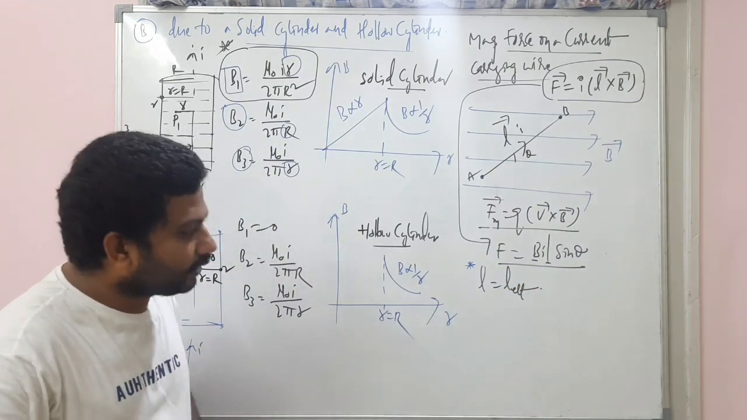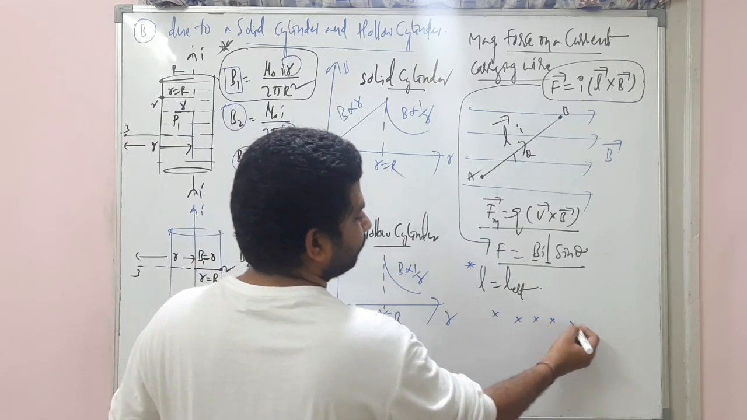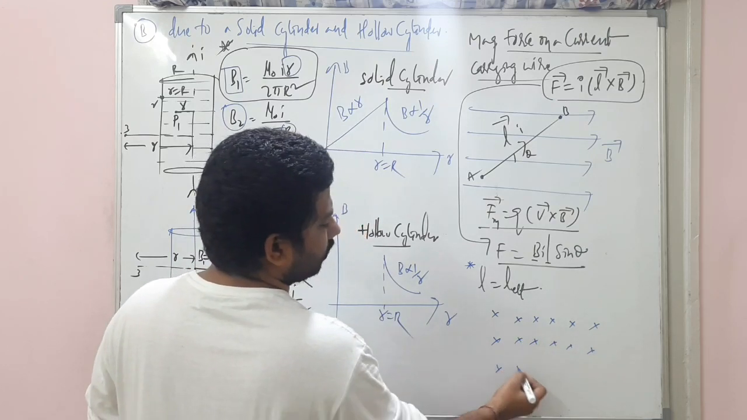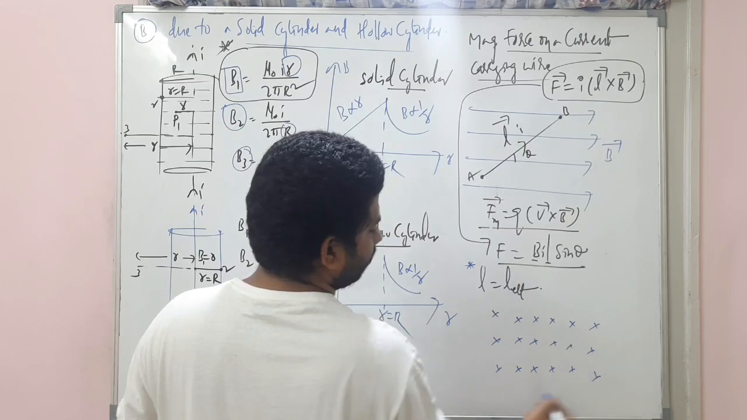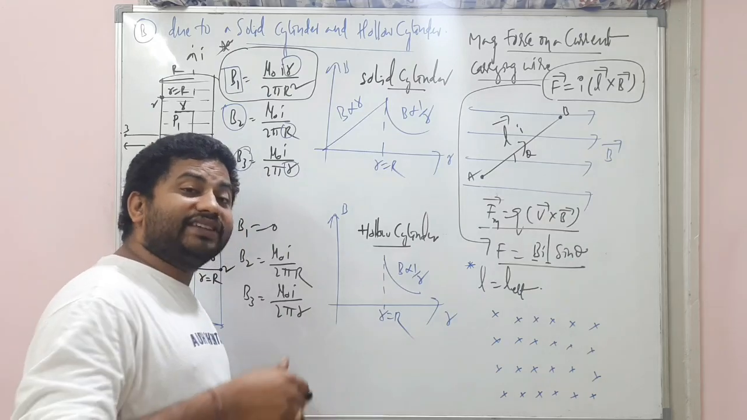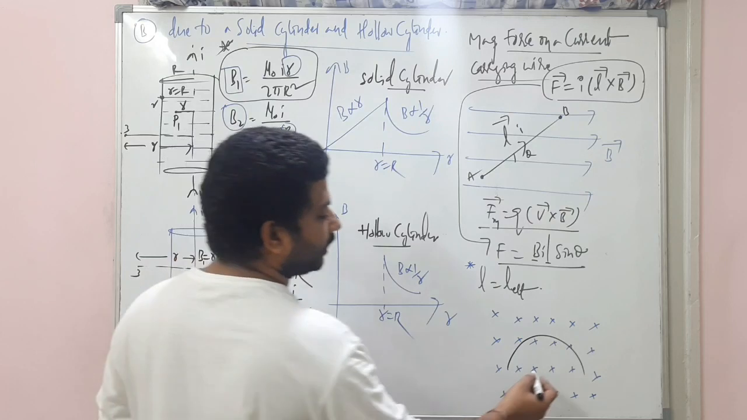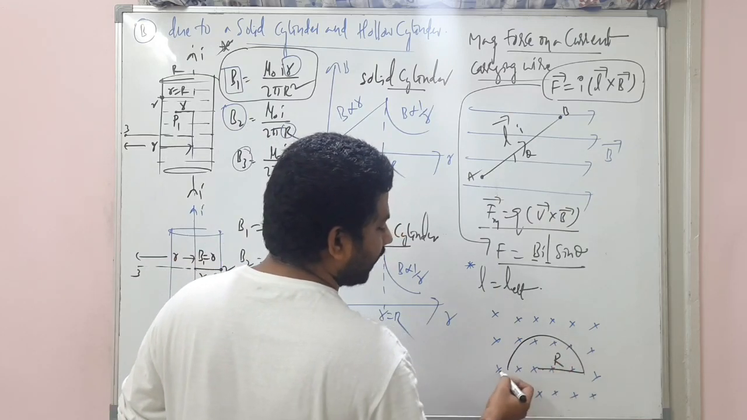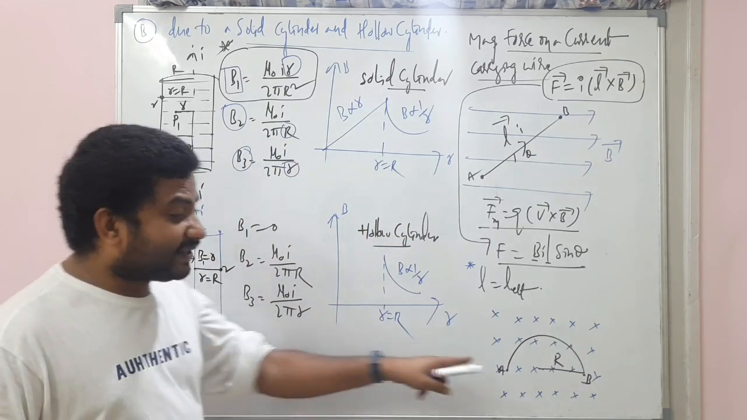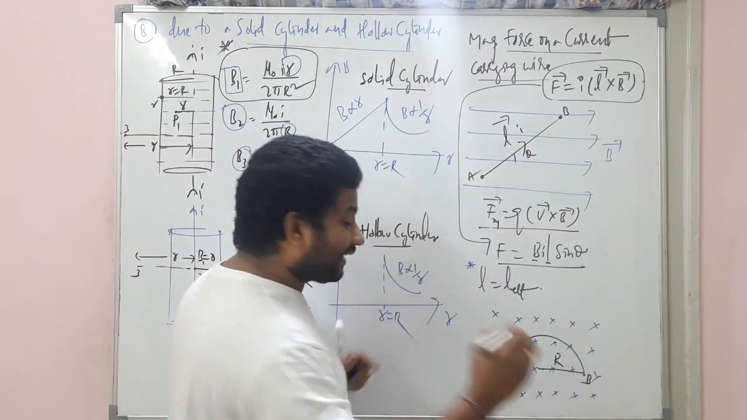Right? Clear? Because sometimes, look at here, this is the magnetic field which is into the plane. Everybody, look at here. There is a wire kept like this. Observe carefully. A semicircular wire is kept here whose radius is capital R, and point A is here, point B is here. The semicircular wire is kept perpendicular to the magnetic field. So its effective length is this one.